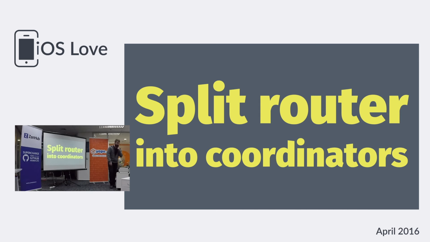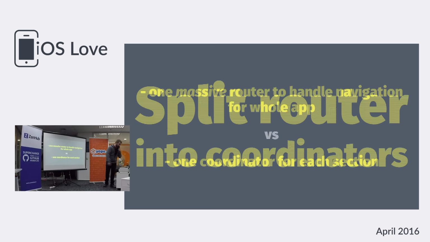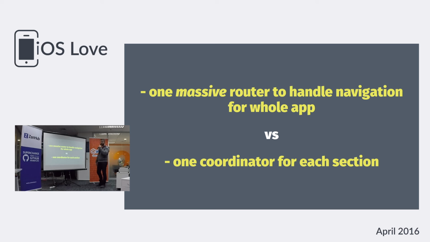Lastly, we can split the router into coordinators, as was mentioned. The router is generally a very big class, and rather than using one massive router to handle navigation for the whole app, split it up into coordinators for each section. So you could have a coordinator for your login flow, for your onboarding flow, for settings, for your main profile flow, if it's a chat app, whatever.